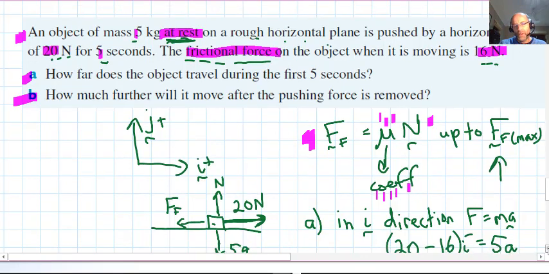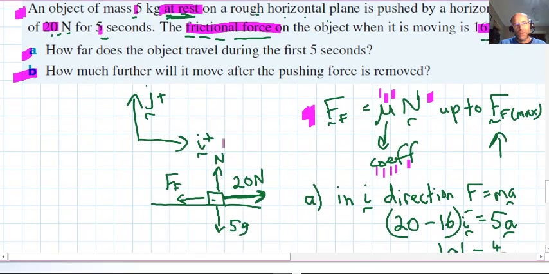What we do need to do that is important is declare positive direction. I've gone for i and j like that. Draw a free body force diagram. There's our object there. So we have 5g weight, we have the normal reaction there, and that 20 newton force they talked about, and then the friction will oppose that.